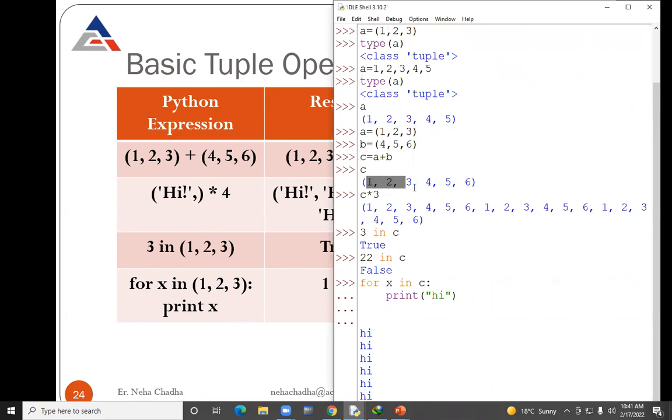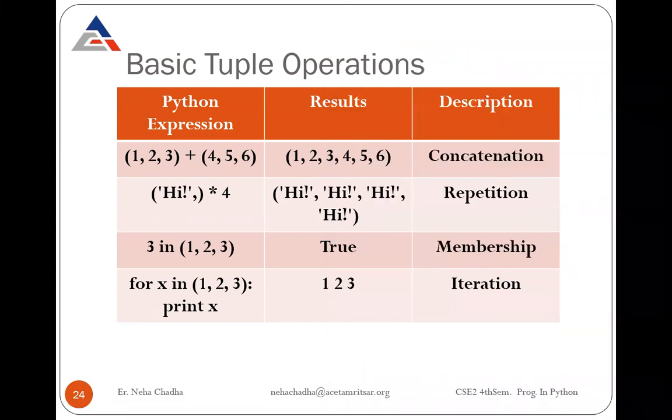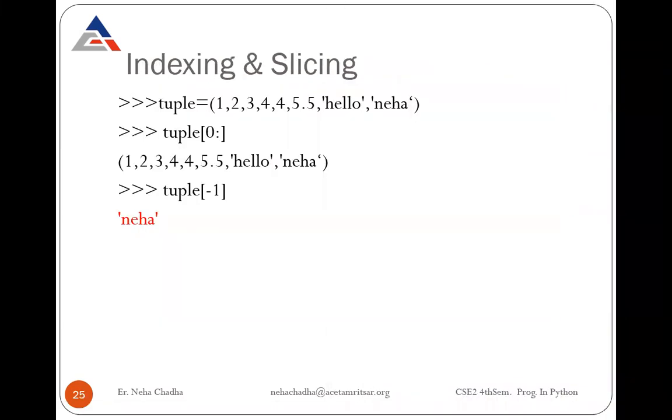I have told you that you cannot change your tuple. Here my tuple C has been created by the concatenation of A and B. Even though I have repeated this tuple, the tuple's value is 6 elements only, that is 1, 2, 3, 4, 5, 6. So I have printed hi 6 times over here. Okay, that is the iteration.